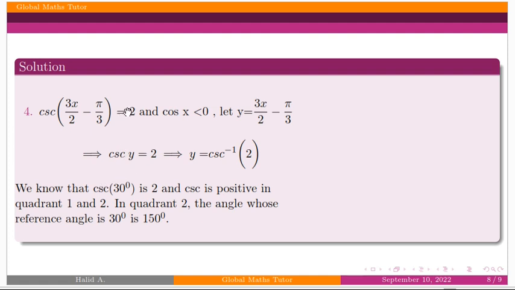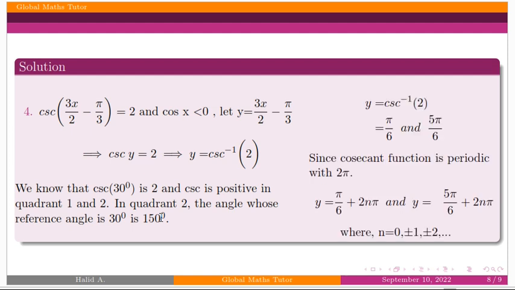since here it is positive, we need to find in which quadrant cosec is positive. So in quadrant 1 and 2, sine is positive, which implies that cosec will be positive. So in quadrant 1 it will be 30 degrees as it is the reference value, but in quadrant 2, having a reference value of 30 degrees means 150 degrees. So changing these values to radians, it gives pi over 6 and 5 pi over 6.